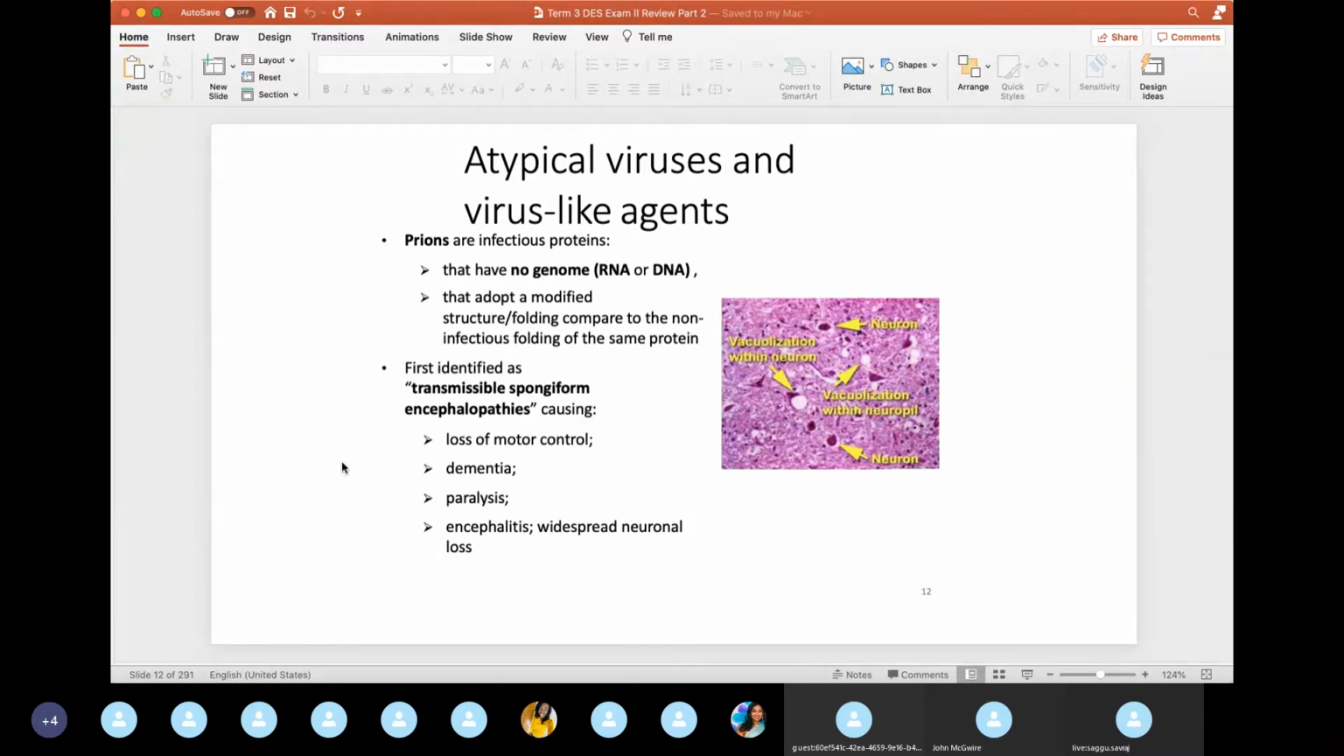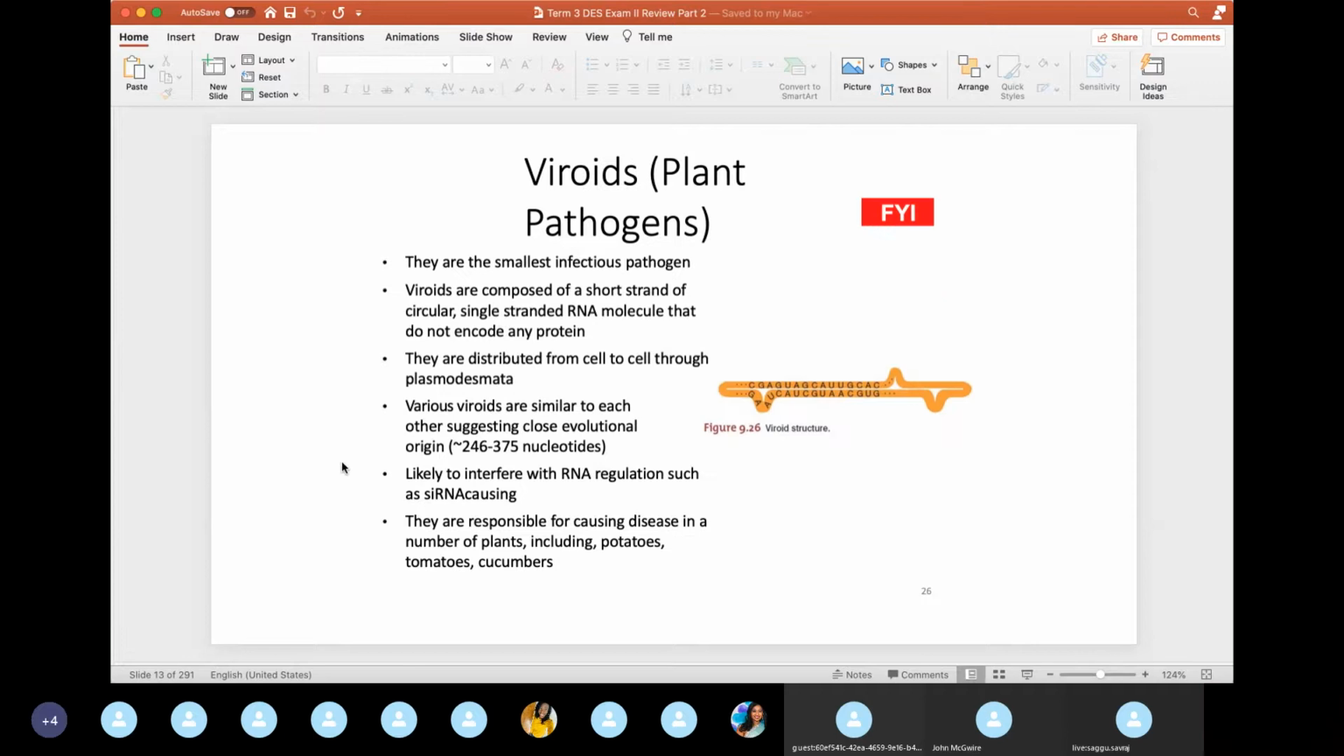So prions transform your proteins from what? From the alpha helix to beta pleated sheet. If you have an increase in beta pleated sheet, what happens in your neurons? It forms vacuolization within the neurons, thus causing the signs and symptoms that you can see. You have loss of motor control, you can have dementia, paralysis, encephalitis, and widespread neuronal loss. Viroids, these are plant pathogens, but we're not botanists. Remember, the viroids are the smallest infectious pathogens. They are distributed from cell to cell through what?